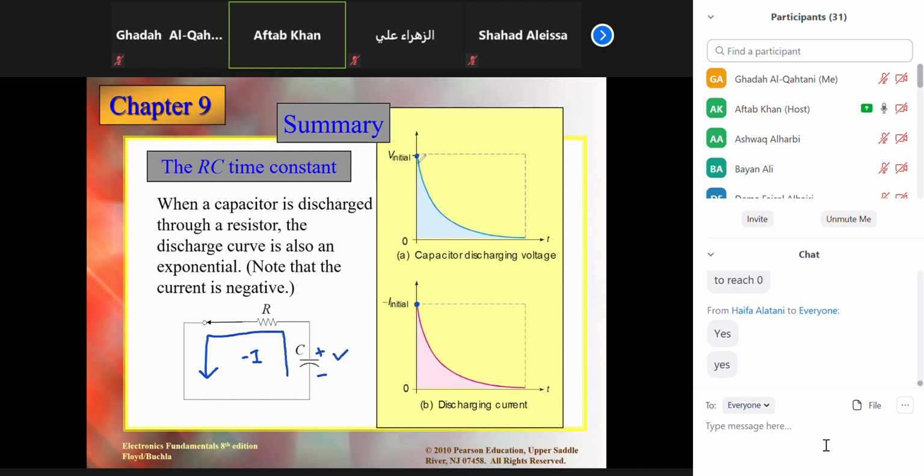But as the capacitor charge is decaying, the current will also decay in the circuit. And once the capacitor is fully discharged, the current will also become zero, but the direction is counterclockwise, negative. Is it clear? Yes. Okay, so this is the basic understanding of charging and discharging of the capacitor. Based on that, you have a lab experiment also.